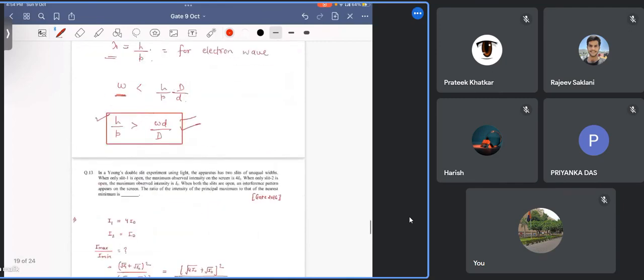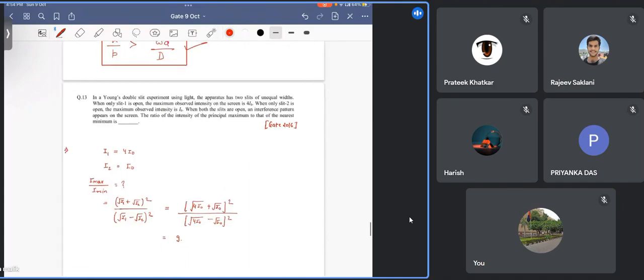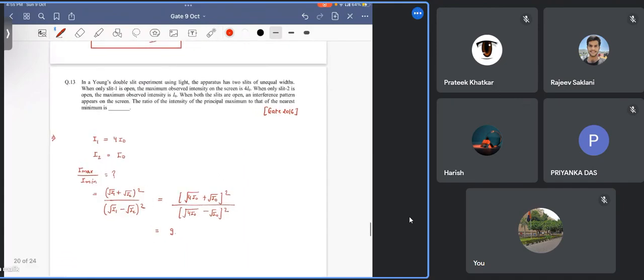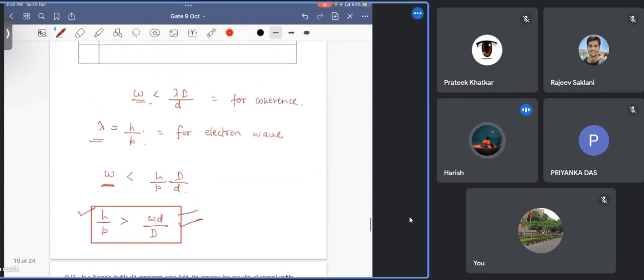Okay. So next question. This is coming in GATE 2016 exam. So in young double Ma'am, slit experiment using light. ma'am, hello. Please Yes. repeat again previous question. Which one? First one. This, yes, yes.